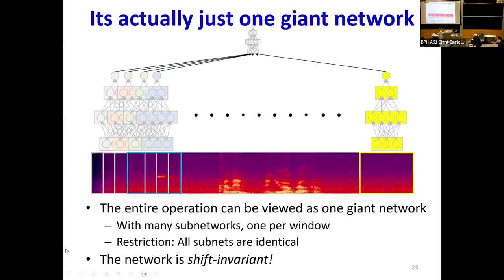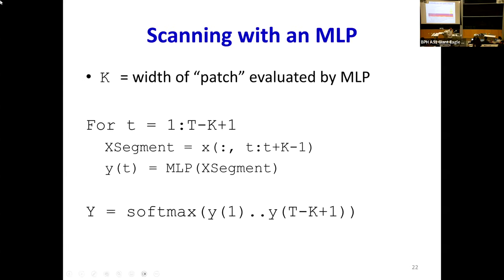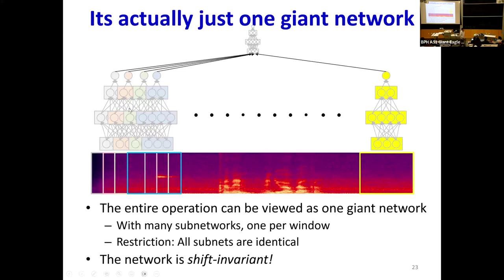But again, if I go back and take a look at it, this is all just one giant network. Because what happened? At each position, I passed the input through an MLP, but then the outputs of the MLP were finally also passed through a softmax. So this entire thing can be viewed as just one giant network with one fine distinction. Yeah, but it's still just a big network, right?